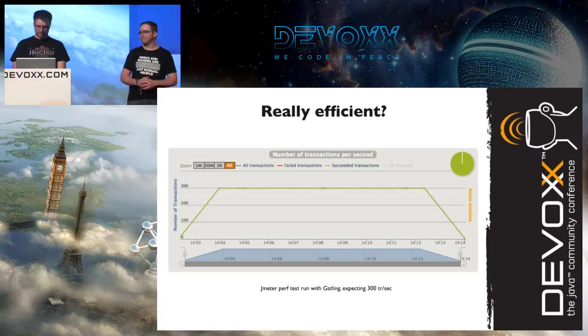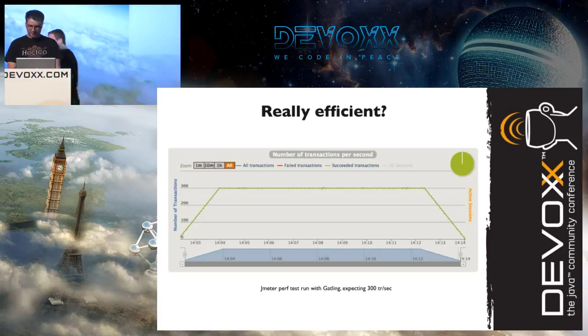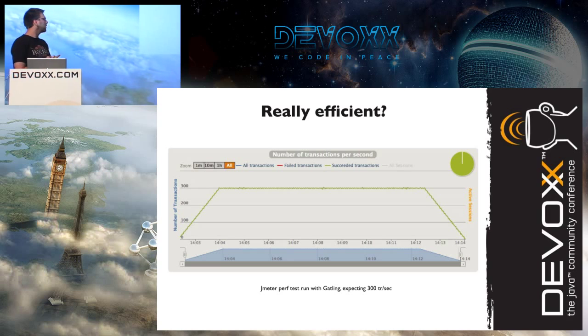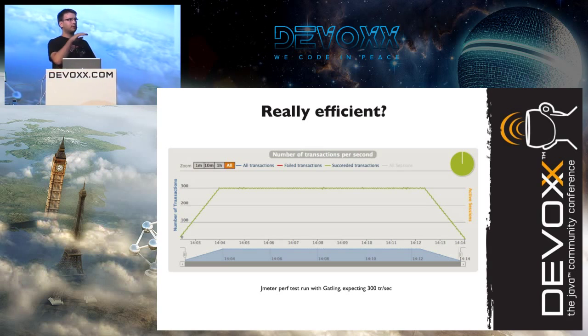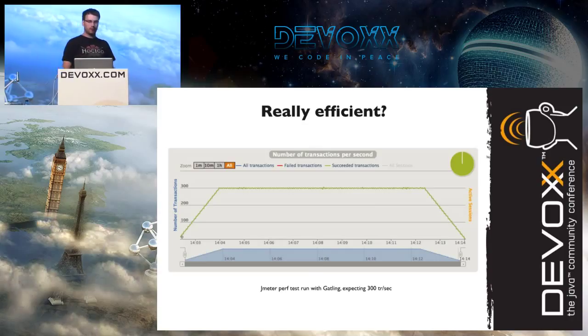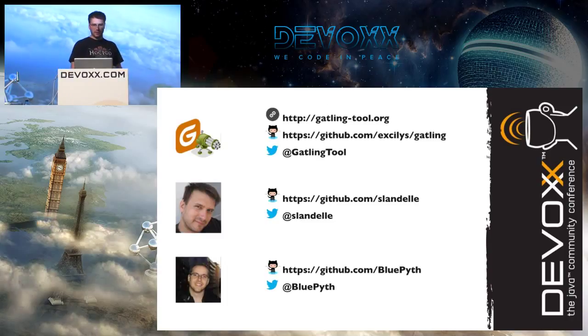So that's it for me. Well, Gatling is quite efficient. We're satisfied with the results. Here you can see how Gatling behaves on the JMeter benchmark. You can see that it produces the expected transactions per second.